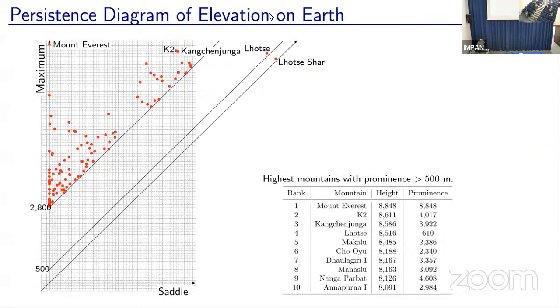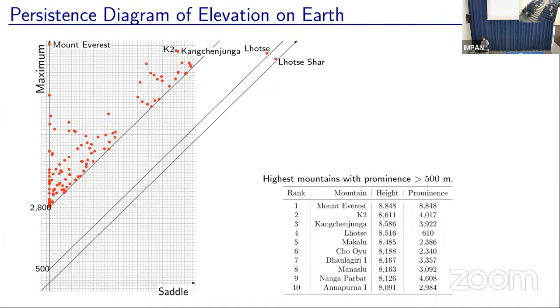Okay. Right. So in other words, lots of peaks are simply below the cutoff. Its prominence is something like 86 meters, so it's below the 500 meter cutoff, and it didn't make this list. But once you have this persistence diagram, this way of representing the data, then you can slice and dice it in different ways.